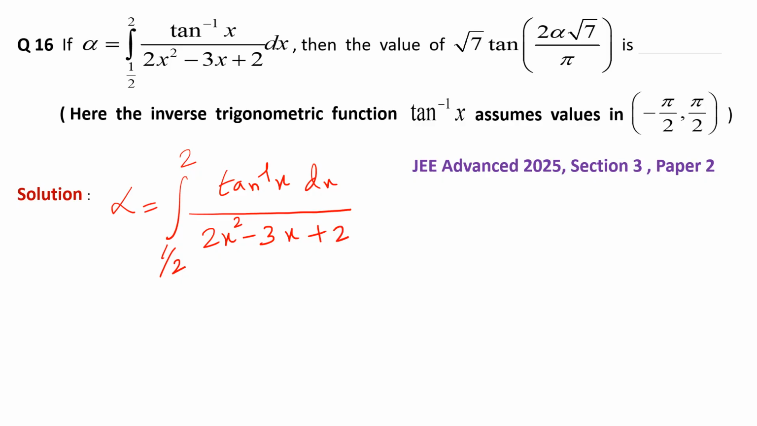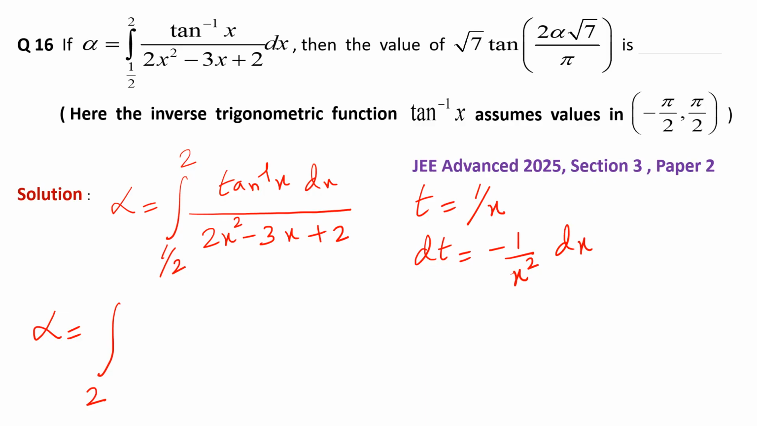Now students, to solve this integral, I am doing a substitution, and that is I am putting t equal to 1 upon x. So that means dt will become equal to minus 1 upon x square into dx. Right? Now students, since we have done substitution, obviously we will have to change the limits of the integral. Now in place of 1 upon 2, it will become 2, and in place of 2, it will become 1 upon 2.